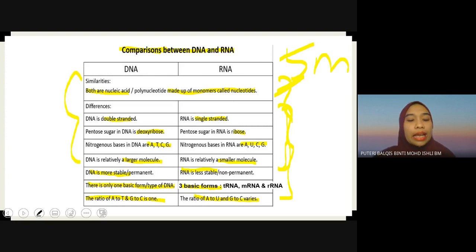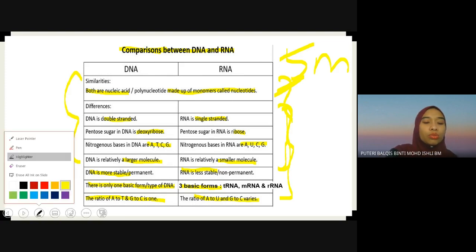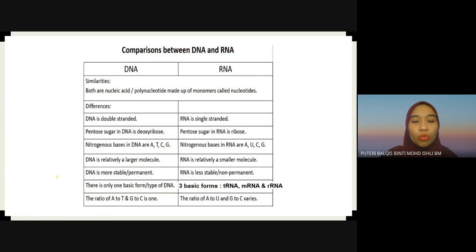Alright. And then, lagi satu. Saya nak cakap pasal the ratio tu. The ratio of A to T and G to C is 1. Okay, yang last kali. The ratio of A to T and G to C is 1. Maksudnya, A to T tu kena satu. Ratio tu kena sama.